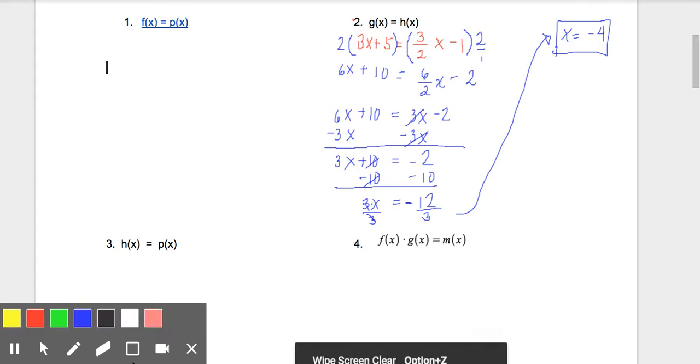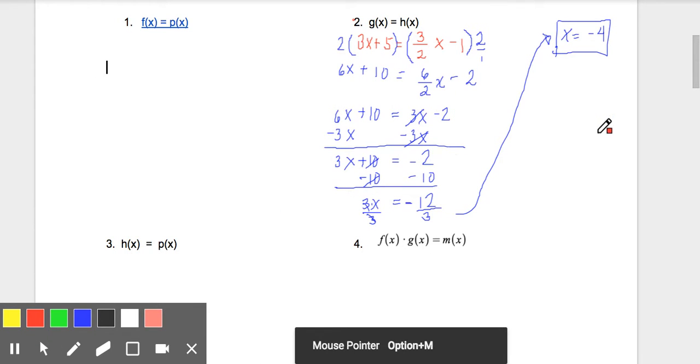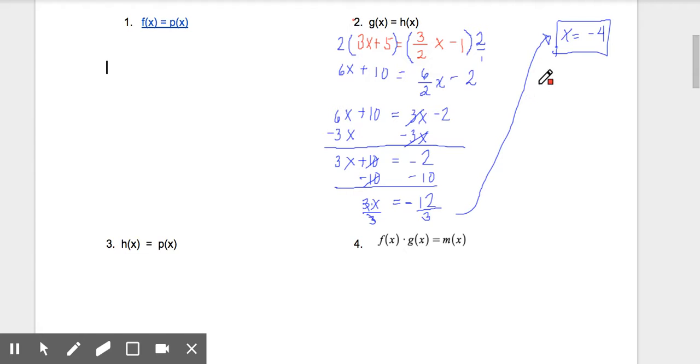So now let's check if negative 4 is the right answer. So our original equation is 3x plus 5 equals 3 halves x minus 1. So we will plug in negative 4 to x. So 3 times negative 4 plus 5, is it equal to 3 halves times negative 4 minus 1.